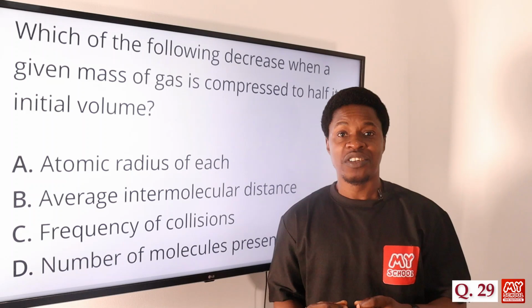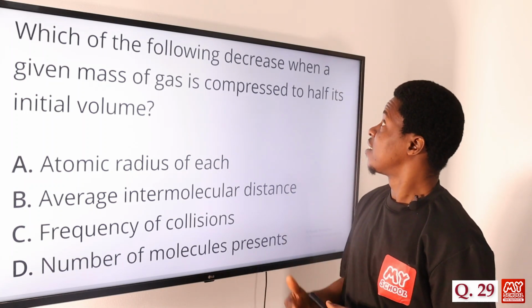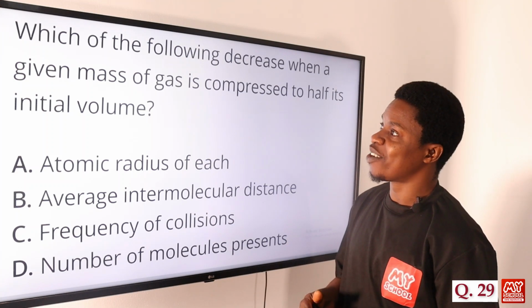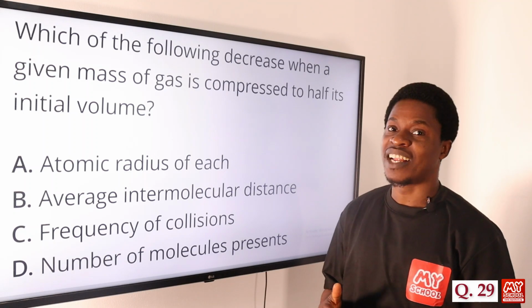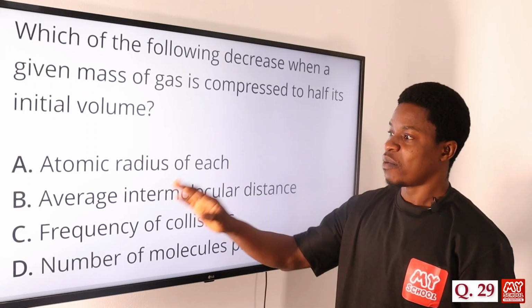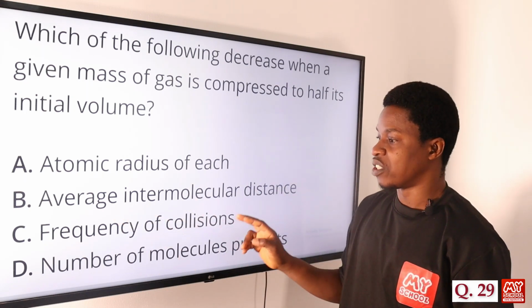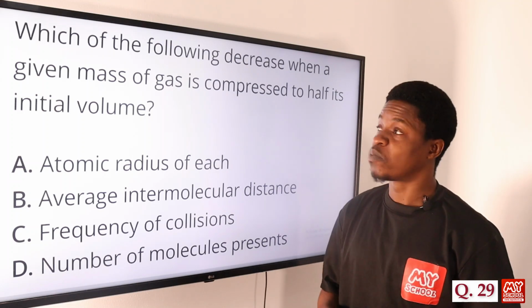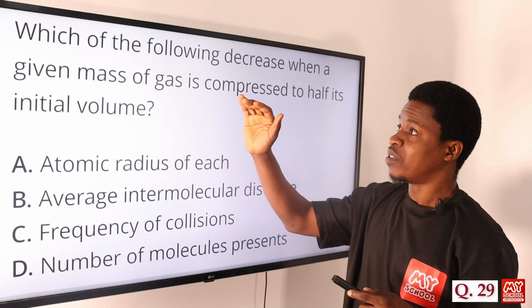Now let's move on to question number 29. Which of the following decrease when a given mass of gas is compressed to half its initial volume? Which of them will decrease? Okay, we have atomic radius of each, we have average intermolecular distance, we have frequency of collisions, we have number of molecules present. I think let's just sketch a diagram out to demonstrate this.